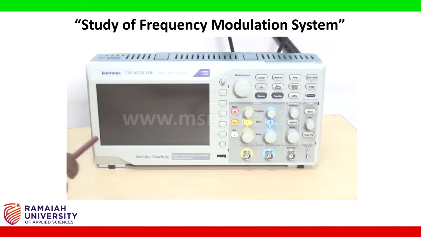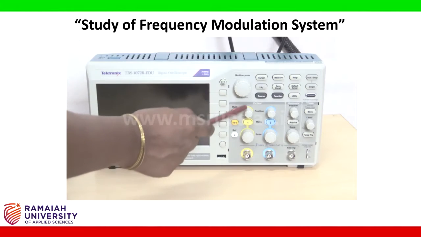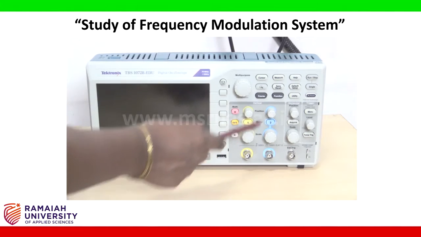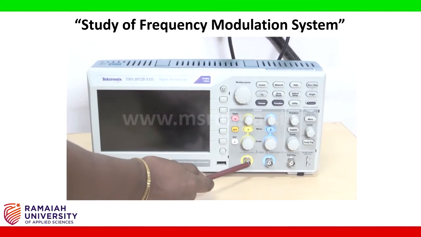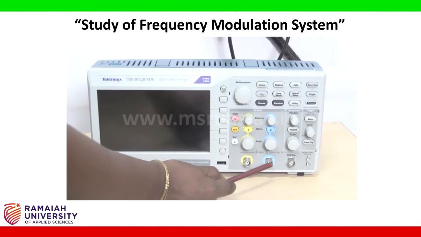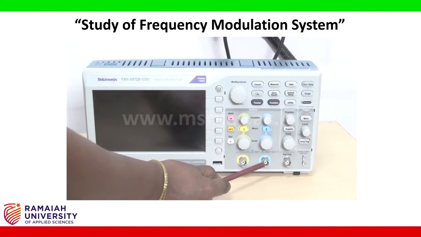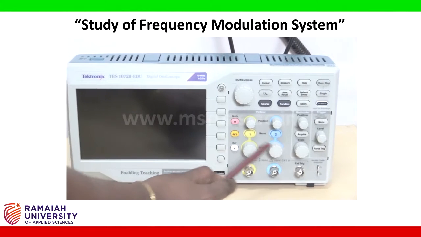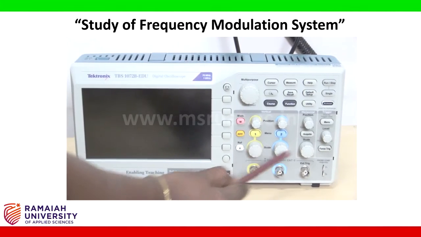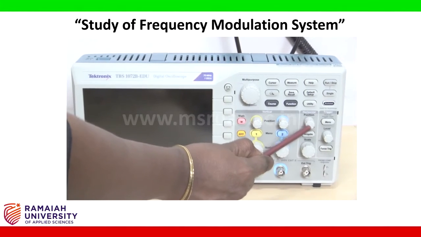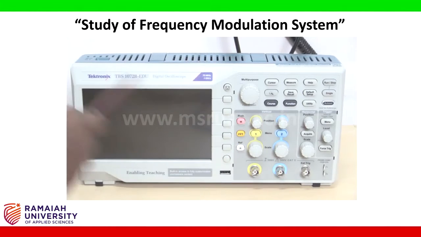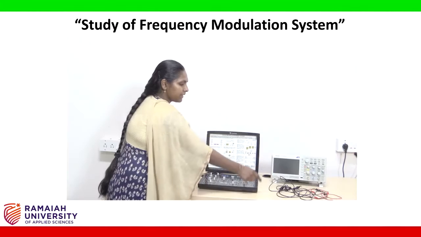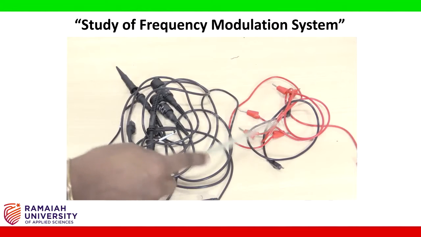CRO. In this CRO we have two channels. These controls are for channel 1, these controls are for channel 2. For channel 1 we provide input through this, channel 2 input should be provided through this. These two are used for position control, and even this one can be used for position control. This is time scale. These are voltage scales. This is the on and off button for the CRO. CRO probes and connecting wires.